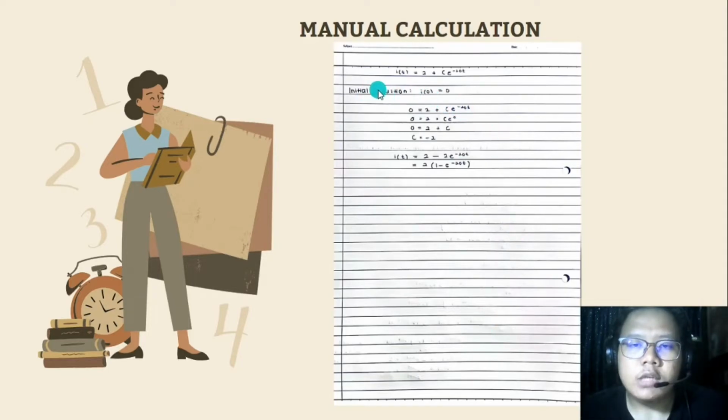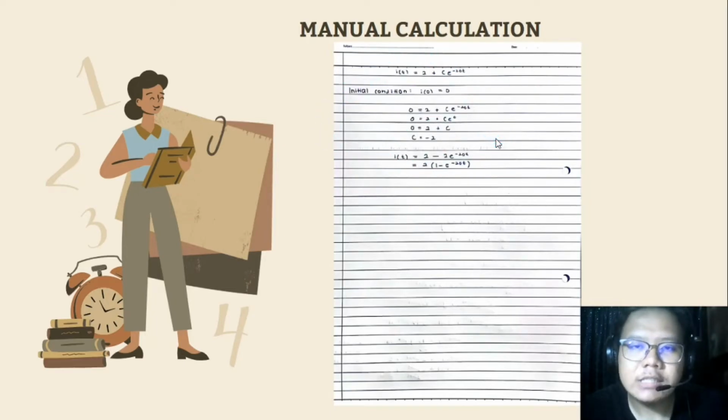At the start of the question, we get the initial condition i(0) equal to 0. So we enter the value and we get C. The value of C is equal to negative 2, and we enter this value of C in this equation, and we get 2 minus 2e^(-20t). This is for the manual calculation.